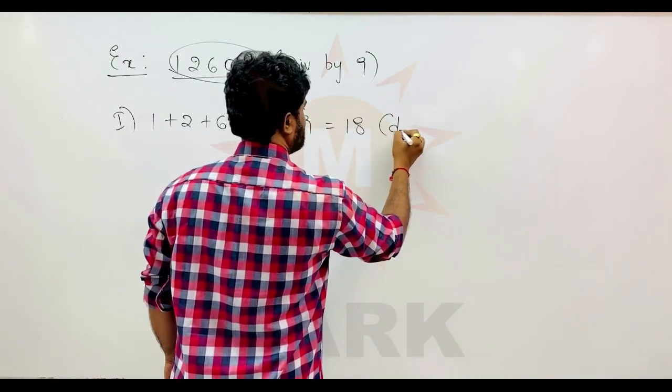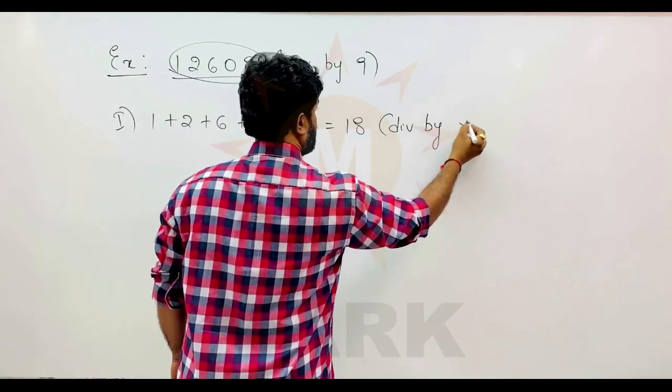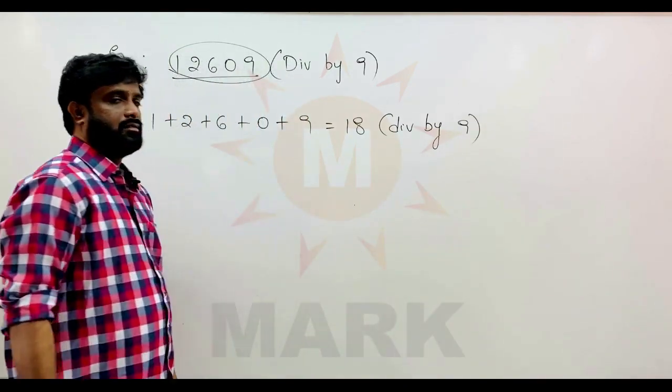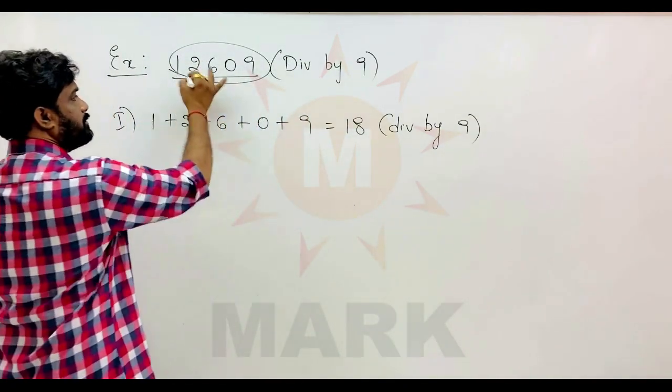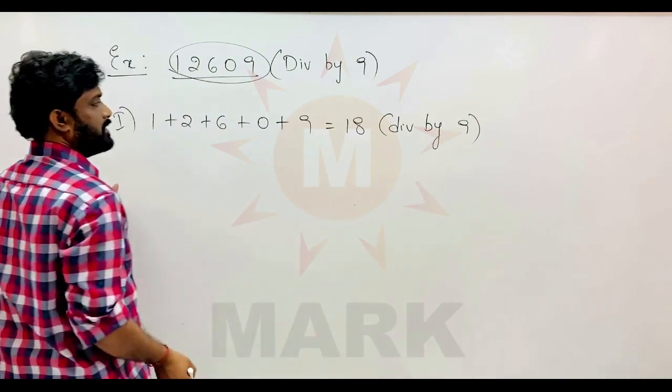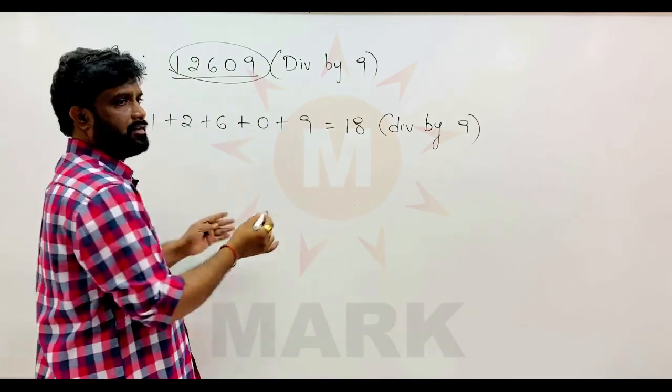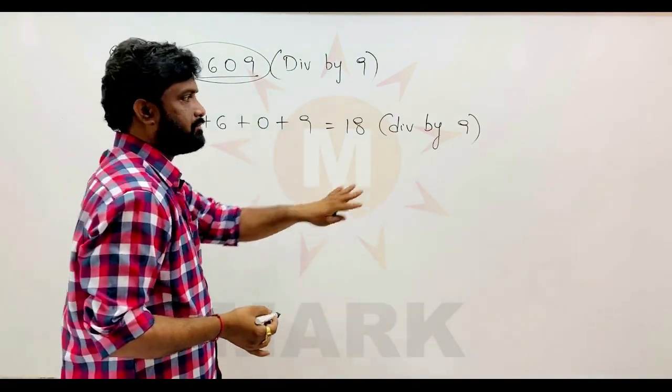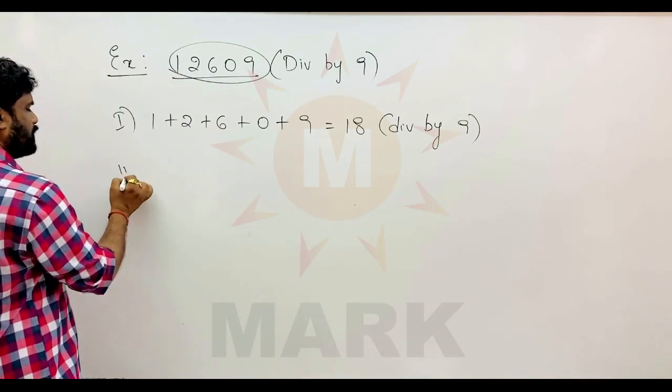Yes, 18 is divisible by 9. That means this entire number is divisible by 9, because 18 is a multiple of 9. So the sum of the digits should be 9 or a multiple of 9. Now method 2, the cancellation method.